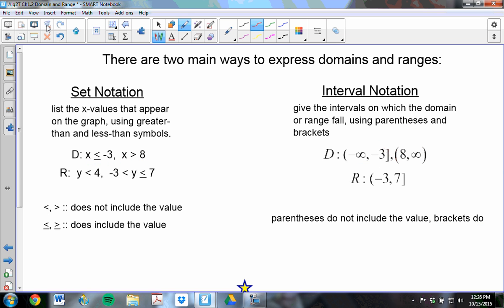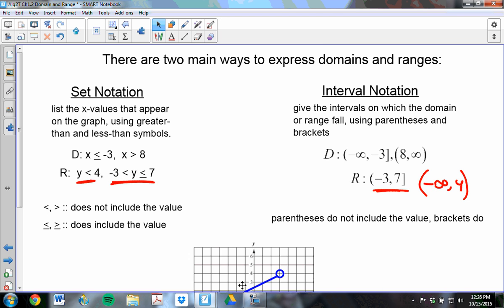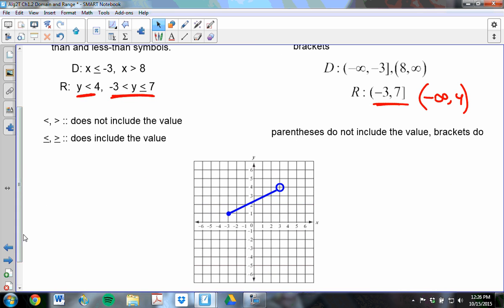In the same way, this range is between negative 3 and 7. Here's between negative 3 and 7. I also forgot to say that y could be less than 4, so that would also be negative infinity to 4. That's the other part of that I forgot. So let me do a simple example. This hopefully can clear any confusion you might have.